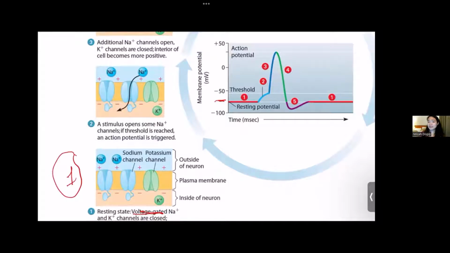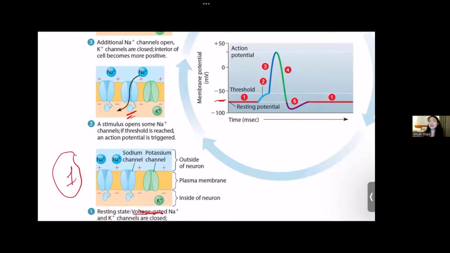Now, when a stimulus is applied, this opens a few sodium ion voltage gated channels, thus allowing sodium ions to enter the cell. Now, the strength of the stimulus actually plays a part in this step, because if the stimulus isn't strong enough, then only few sodium ion voltage gated channels are open. Thus, only a small amount of sodium ions enter the cell, making the inside of the cell slightly less negative.